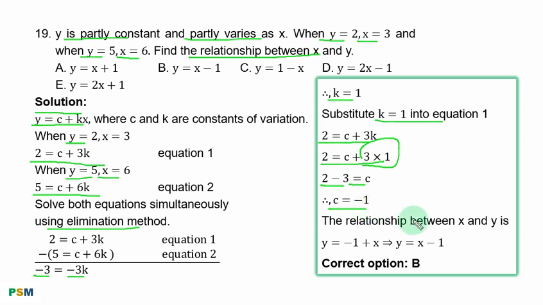The relationship between s and y is: you come here and replace c and k with their values. You have it in this form, which can be written as y equal to s minus 1. The correct option is B.